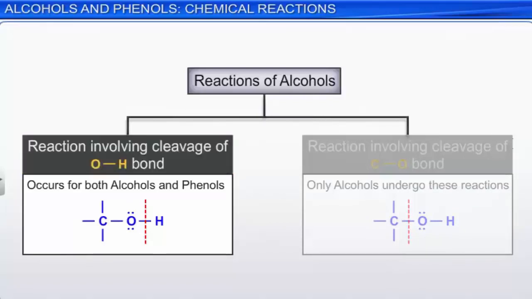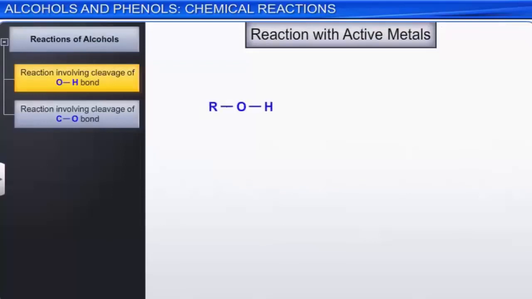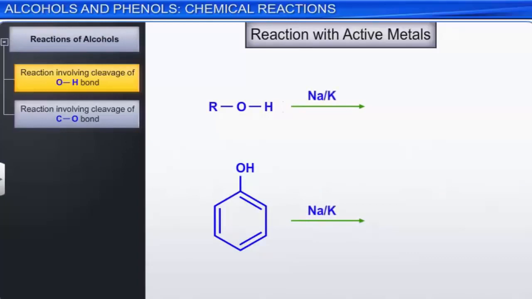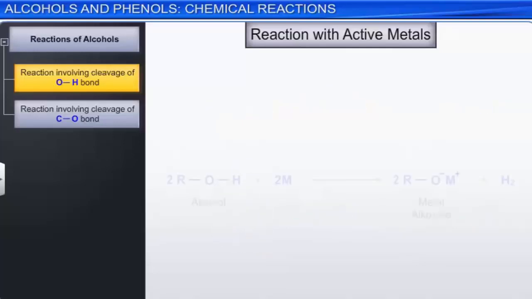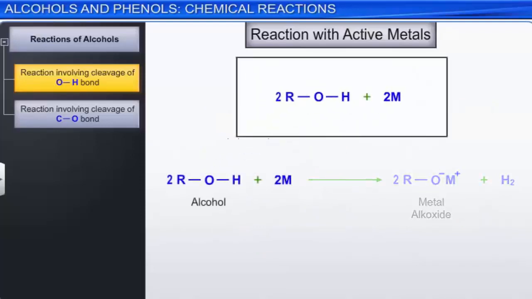Alcohols and phenols react with active metals, such as sodium, potassium, and aluminium to form alkoxides or phenoxides and hydrogen. The general formula of the reaction is shown here. Notice that the O-H bond breaks as the metal alkoxide forms.